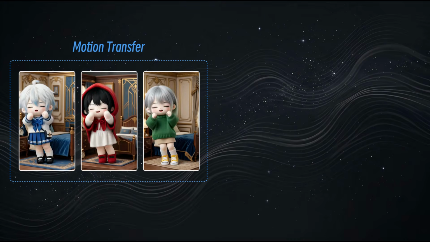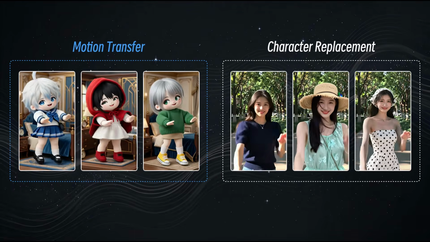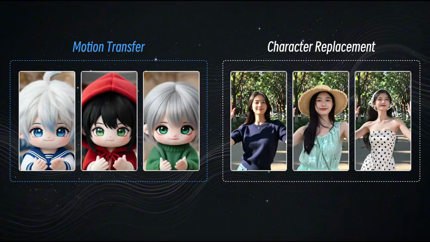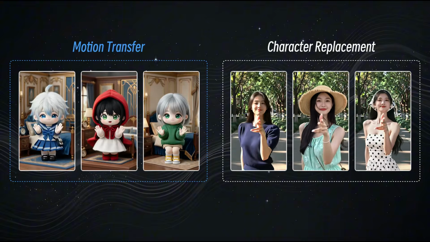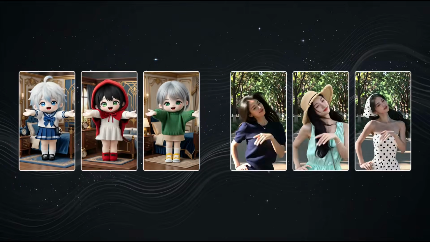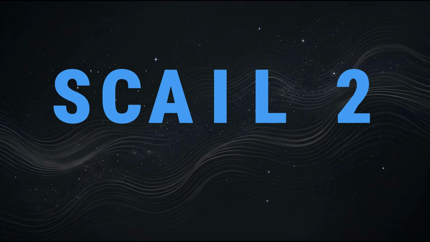Motion transfer and character replacement have always been the most popular use cases in AI/GC video generation. After all, who wouldn't want to use different characters to dance the latest trending hand gesture dance, imitate classic movie clips, or even pull off a fight scene? SCAIL-2 is currently the strongest open-source solution in this field.